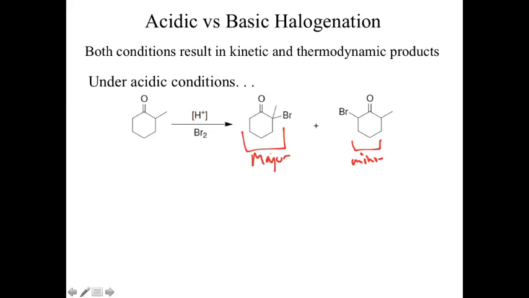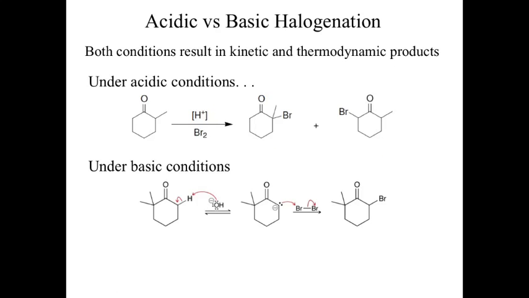If we run it under basic conditions, you'll notice that we still have the potential for kinetic versus thermodynamic, but I changed the structure again just to tweak it a little bit, because we now do not have alpha hydrogens at the other position, which means only one hydrogen can be eliminated. And we end up with this product. So, well, that's kind of boring. Why would you go through and do that? Well, we did that because now we want to take a closer look at our product.